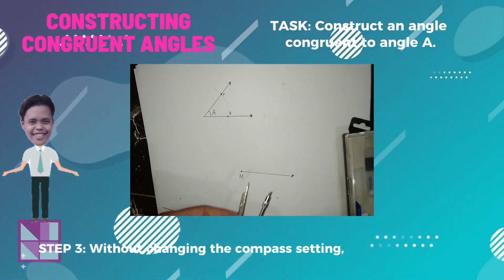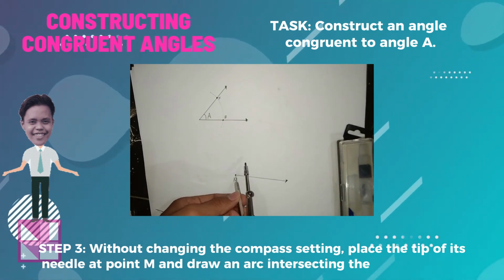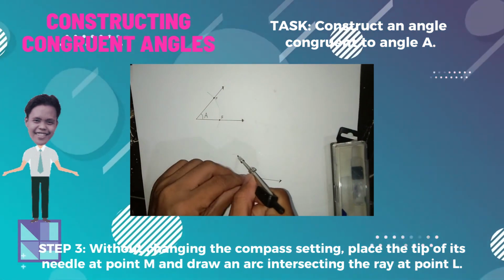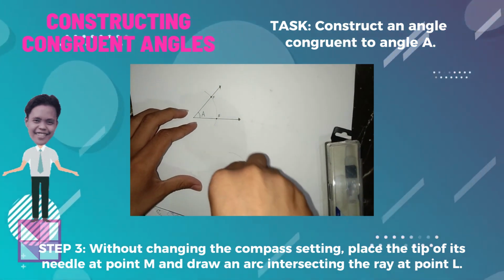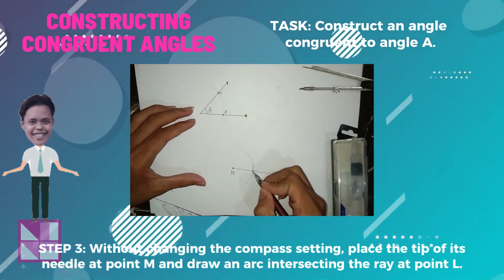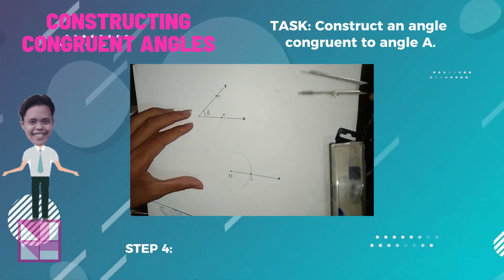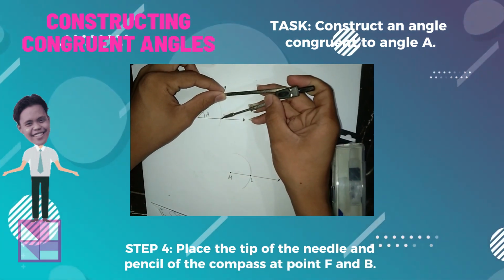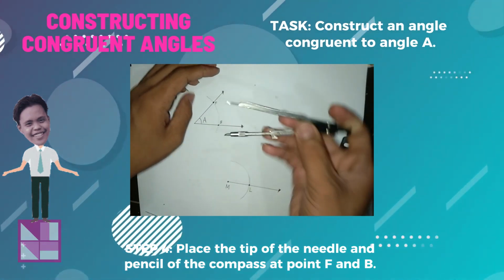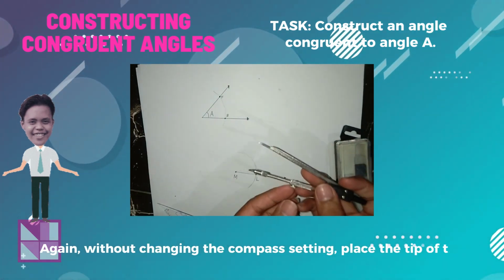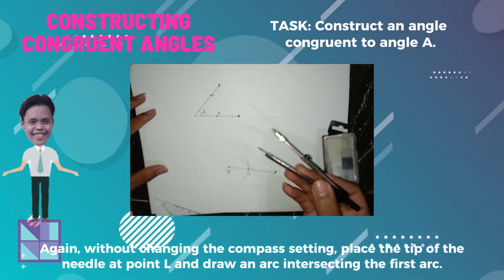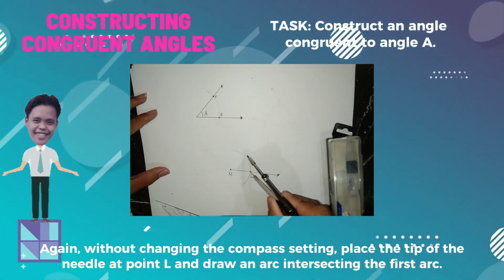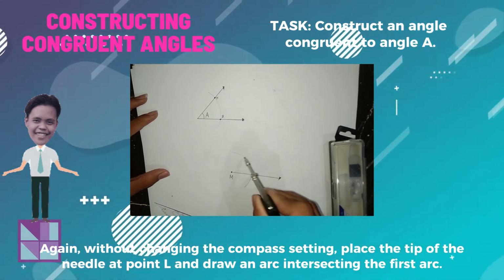Without changing the compass setting, proceed to the third step by placing the tip of its needle at point M and draw an arc intersecting the ray at point L. Fourth step, place the tips of the needle and pencil of the compass at points F and B. Again, without changing the compass setting, place the tip of the needle at point L and draw an arc intersecting the first arc.